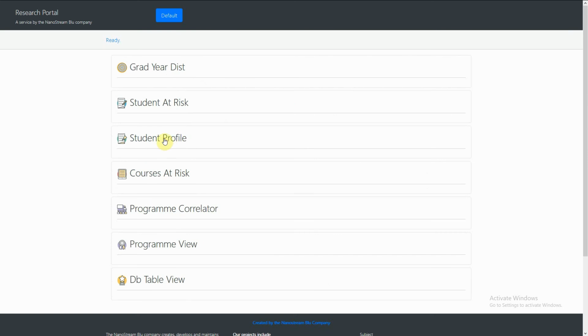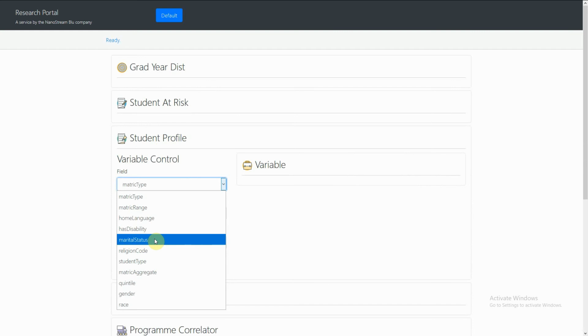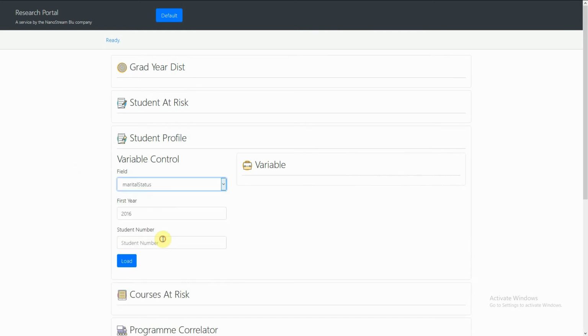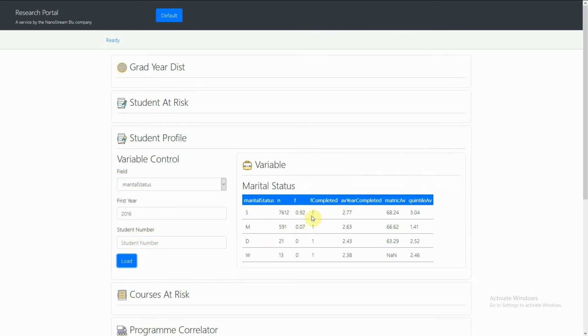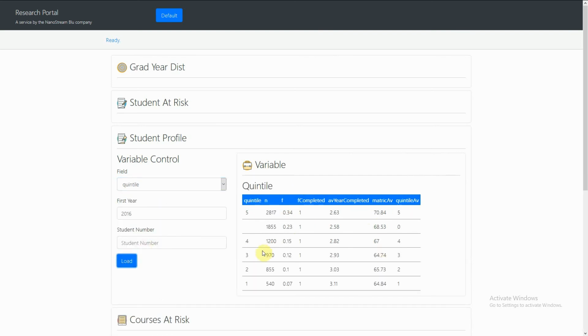Let's now look at the profile of students that are entering this academic program. For example, we can look at the marital status, the religion, the matric aggregate, the quintile, gender, race, all the typical biographical types of variables. So let's look at marital status. And we can see here that there are many more single people than married people or divorced and widowed people. And the matric averages are shown, so we can get a quick sense for each type of variable. We can understand the nature of the students and the metrics involved, and so that's our profile of students across the institution. So that's one view of it.